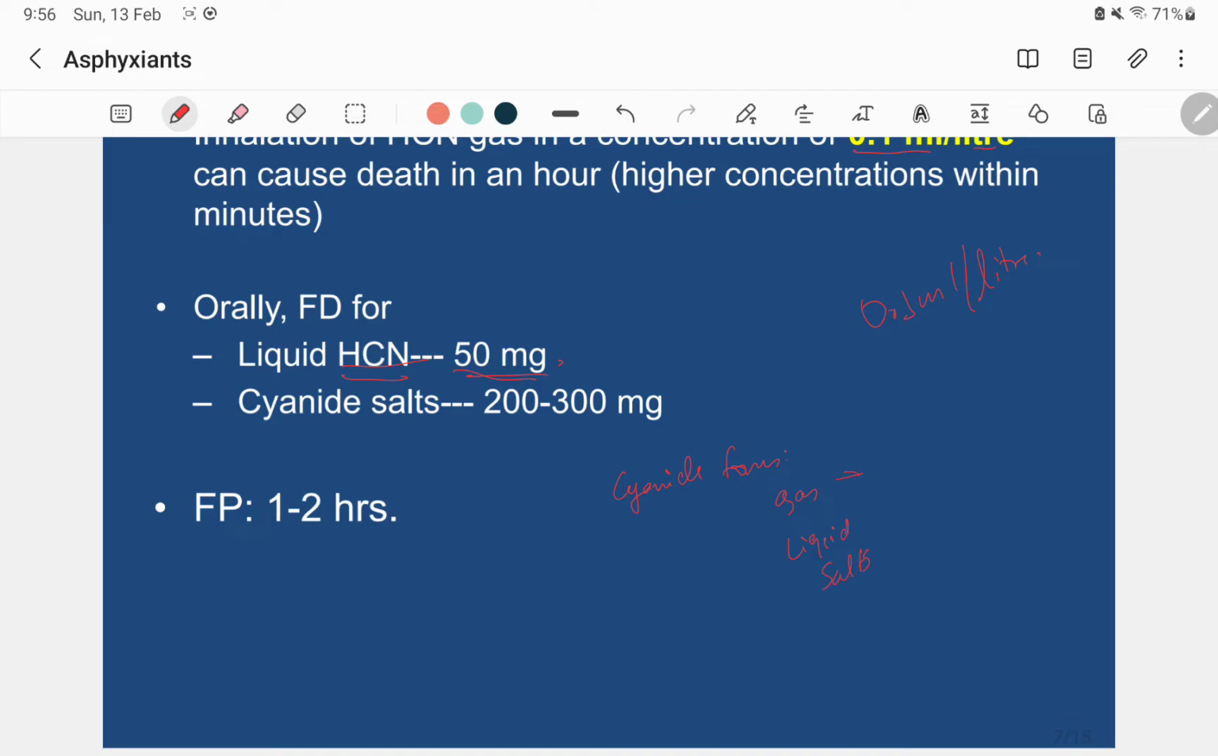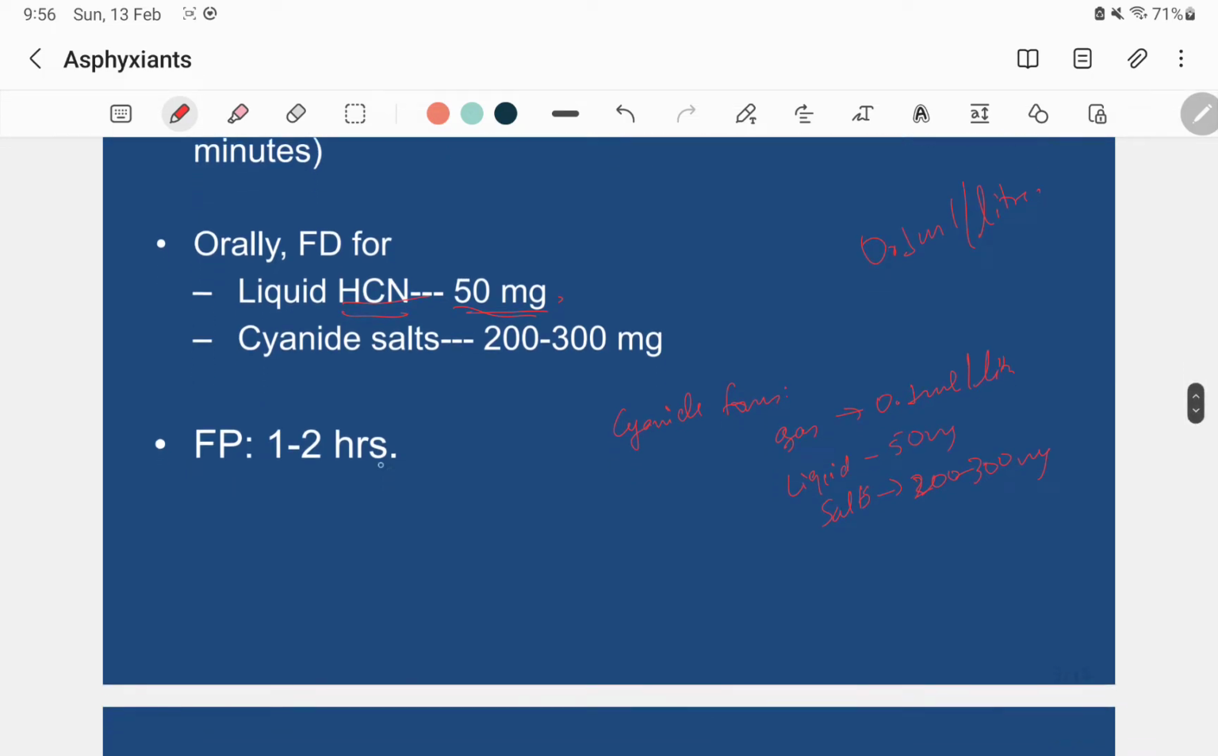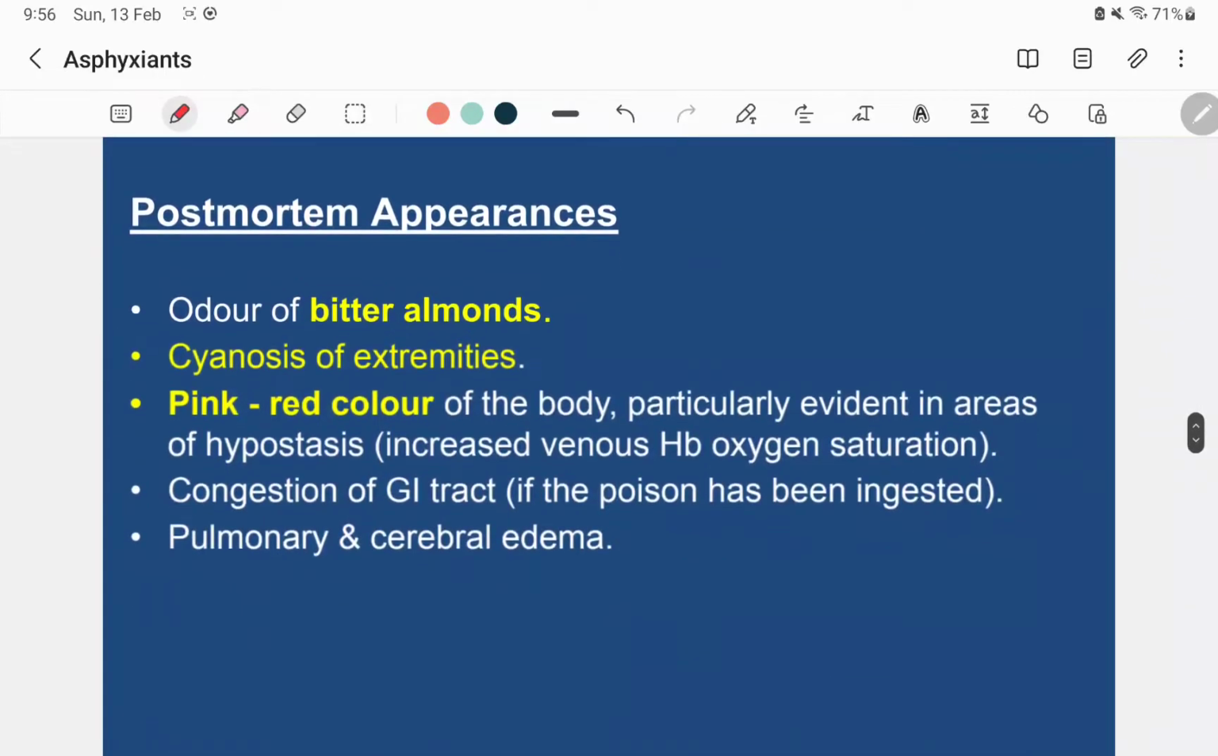So gas, that is 0.1 ml per liter. And then liquid, it is 50 milligrams, and then salts, it is 200 to 300 milligrams. And then the fatal period is 1 to 2 hours, within 1 to 2 hours.